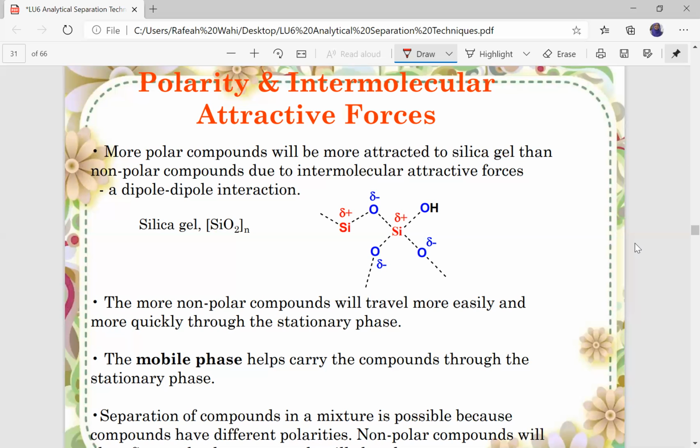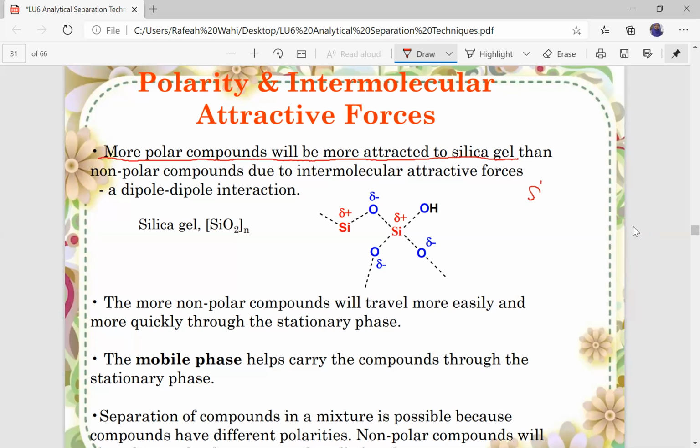The more non-polar compounds will travel more easily and more quickly through the stationary phase. Remember the two concepts here. Let me just underline it. More polar compounds will be more attracted to silica gel, meaning they will move slowly. More polar compounds will move slowly. But non-polar compounds will travel more easily, meaning to say non-polar compounds will move quickly through the stationary phase.